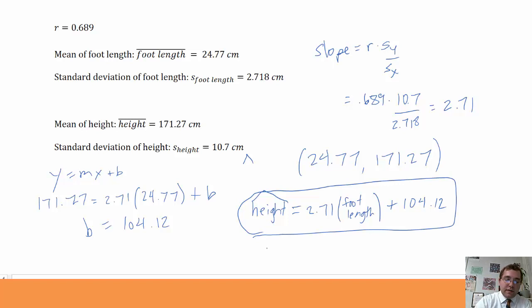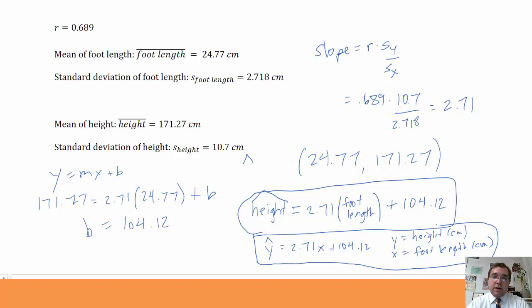If you choose y and x, you need to put y hat equals 2.71x plus 104.12, and you need to explain what y is and what x is, where y is the height in centimeters and x is the foot length in centimeters. Either one of those is an acceptable way to write the equation, but you need exactly one or the other.